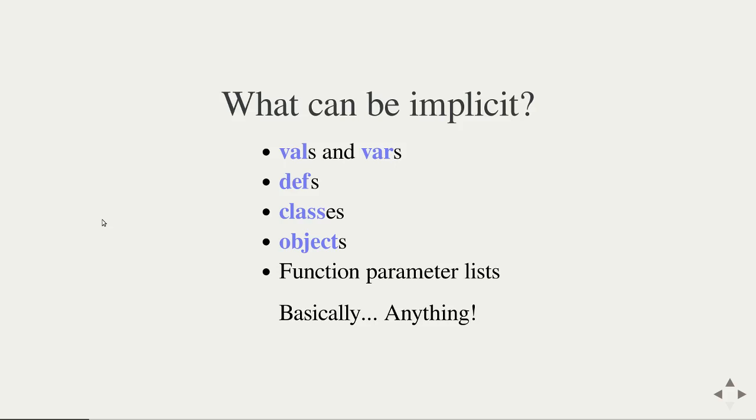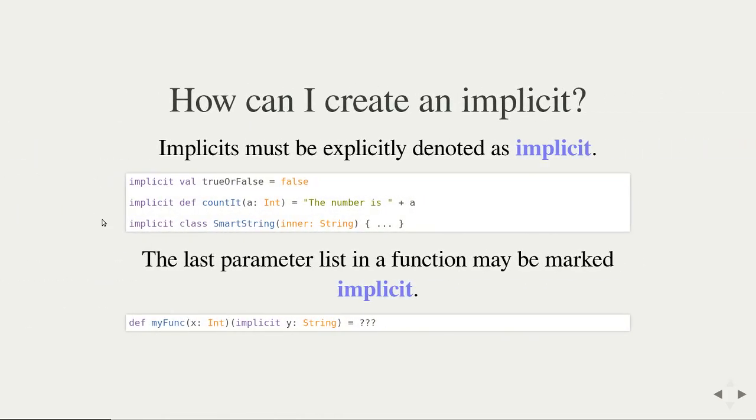Basically anything can be implicit in Scala, which is both good and not all that helpful. You create an implicit by using the implicit keyword, and you can also create implicits by marking the final parameter list in a function as implicit, which will make all of those parameters available implicitly within the body of the function. Available implicitly, I'm talking about what we have as this implicit scope: variables that are in scope in the current line of code but have been marked as implicit. The compiler has a reference to them as part of the implicit scope, and when you need to resolve an implicit, it will look there.